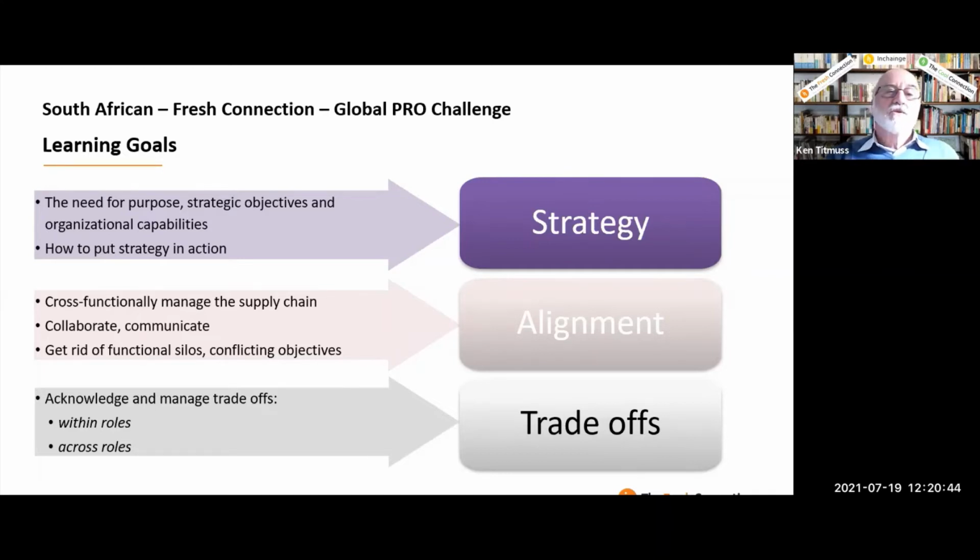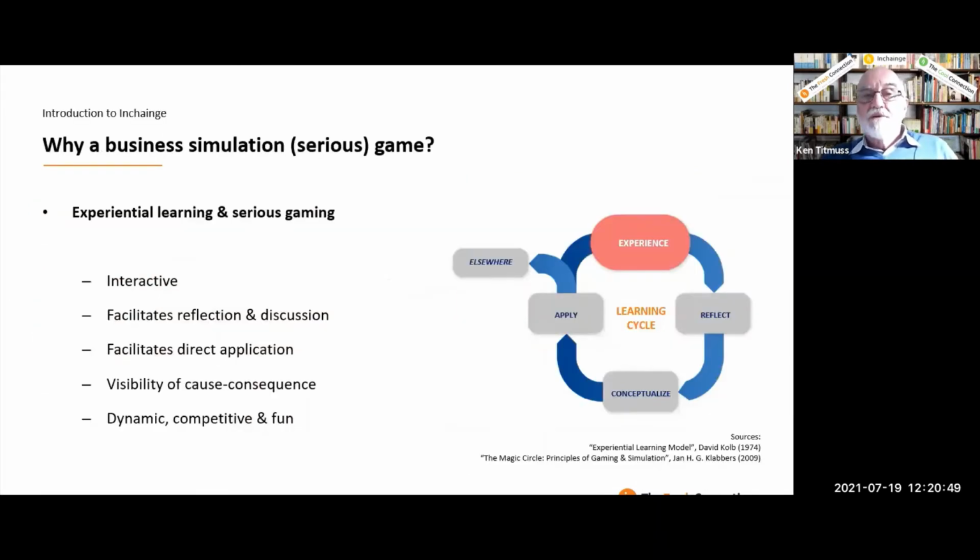The Fesh Connection helps us to do that. By using serious games, I think the word game sort of implies that we're having a bit of fun. Well, we are having some fun, but a serious game is we're actually learning while we're having fun as well. So the Fesh Connection is very interactive. It facilitates reflection and a lot of discussion between the roles.